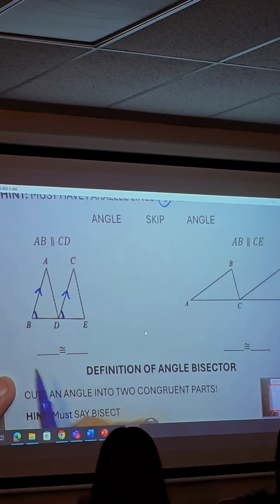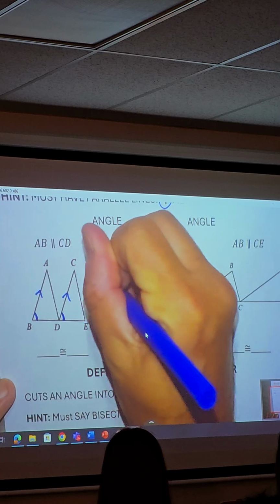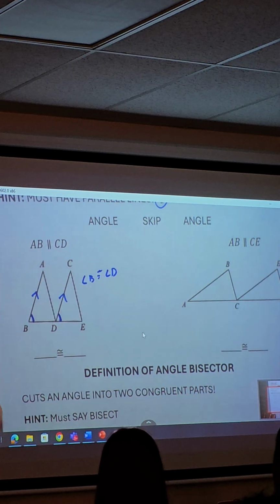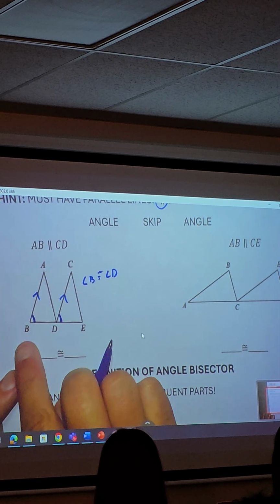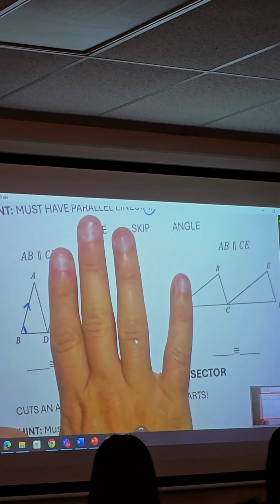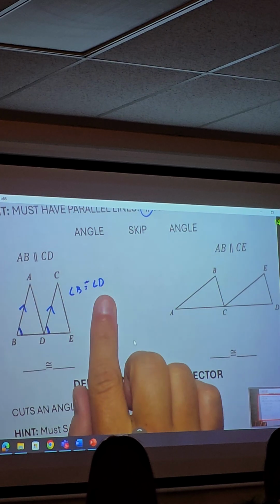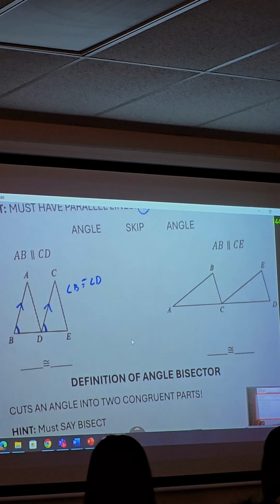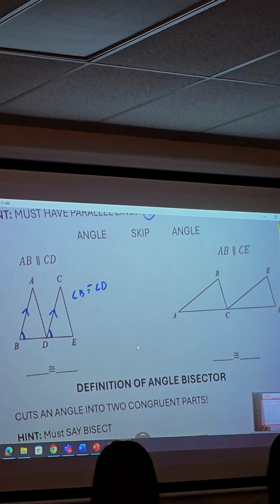So, can I just say angle B is congruent to angle D? Can I write that? No. You know why? Doesn't this triangle also have an angle D? Doesn't that triangle also have an angle D? So if you say angle B is congruent to angle D, which D are you talking about? So this time you need to be specific.